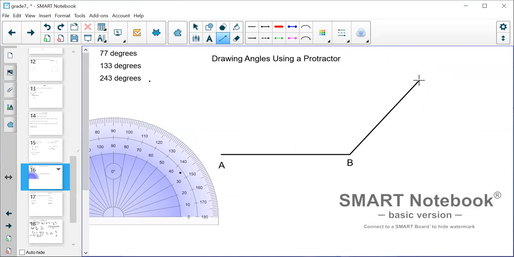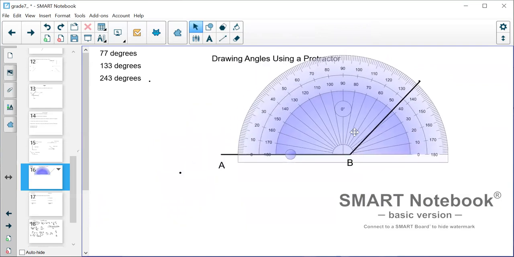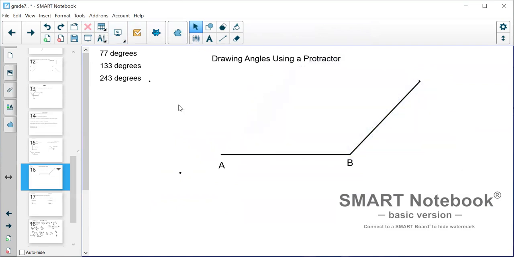All right, so that is what it would look like again. And please note, if you use the incorrect one, if you use 133 on the inside, that would give you an acute angle. 133 would be somewhere about here. Right, so be careful, ensure you know which measurements you have to use.